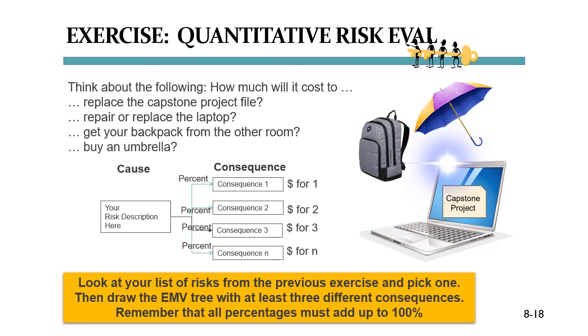Then pause this video and build your own expected monetary value, that is EMV tree, to determine the value of this risk, similar to the one you see here. How many consequences can you think of for just one of the risks from your previous list? Remember that all percentages must add up to 100%.